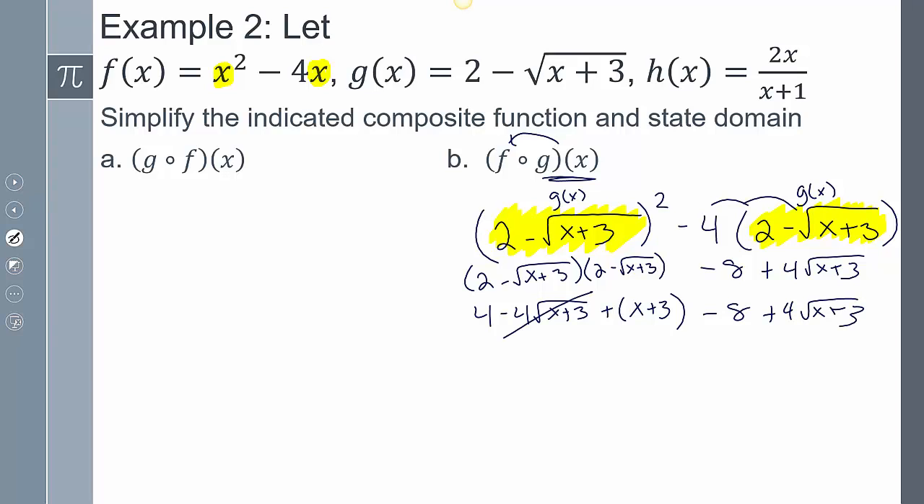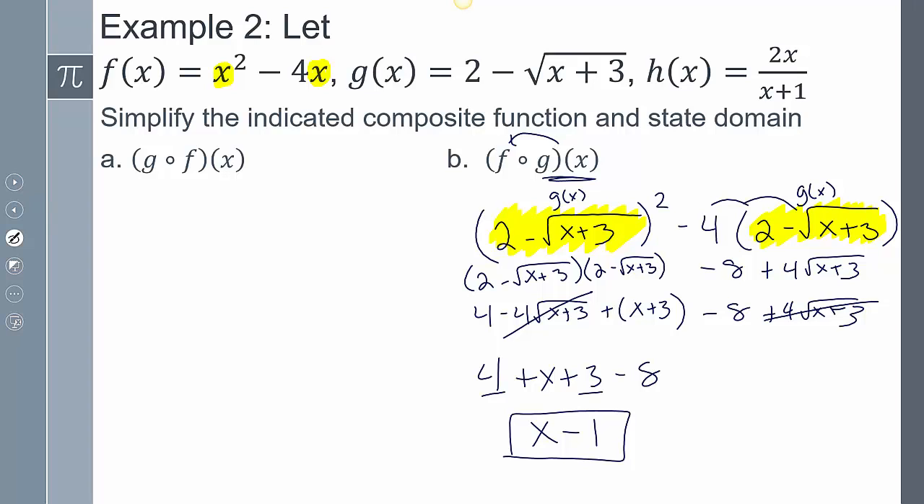The -4 square root of x plus 3 cancels out with a +4 square root of x plus 3. And so I'm going to get 4 plus x plus 3 minus 8. 4 and 3, that gives me 7, so I'm going to get x minus 1 because 7 minus 8 gives you a -1. And so that's going to be my answer.